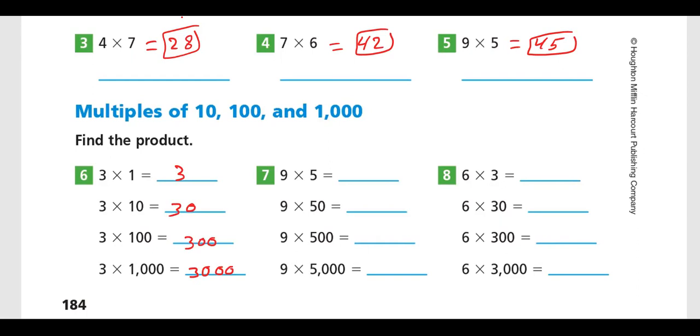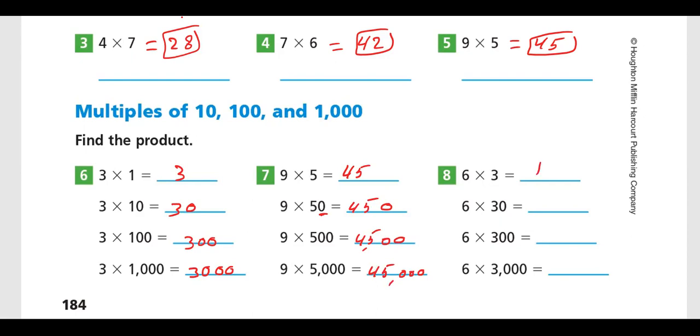So 9 times 5, 45. 9 times 50, I have 0 here, write the 0, and 45. So it will be 450. Write these 2 zeros, and 45. So it will be 4,500. I have 3 zeros, write 3 zeros, and write 45. So I have 45,000.